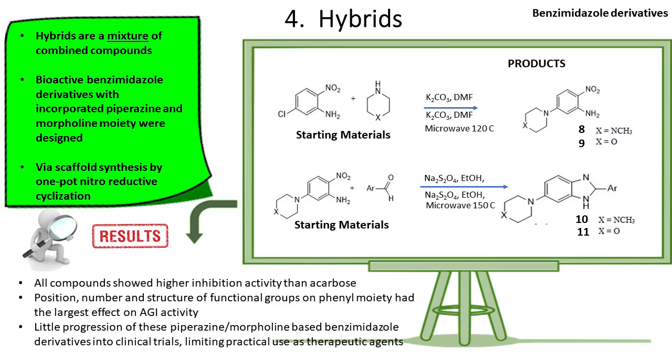Now coming on to hybrids, these analogues are a mixture of different compounds. Products show that analogues with combined chemical properties exhibit high potency against alpha-glucosidase. However, there has been little progression of this class of compounds into clinical trials.